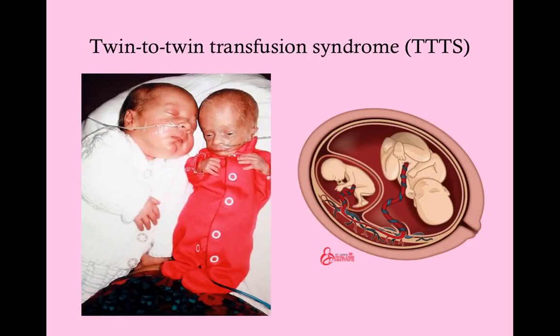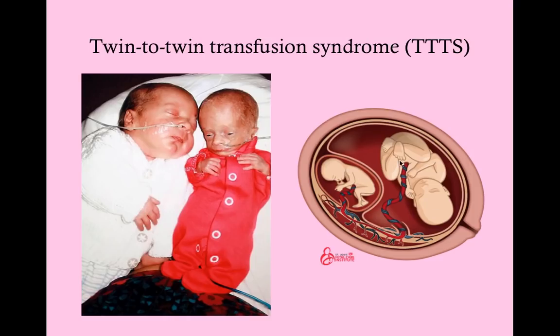So this is an example of twin-to-twin transfusion syndrome. So what's our chorionicity and amnionicity in this diagram here? So you see that we have a single placenta. Do we have separate or shared amniotic sacs? This is separate amniotic sacs. You can see the separate amniotic sacs here.